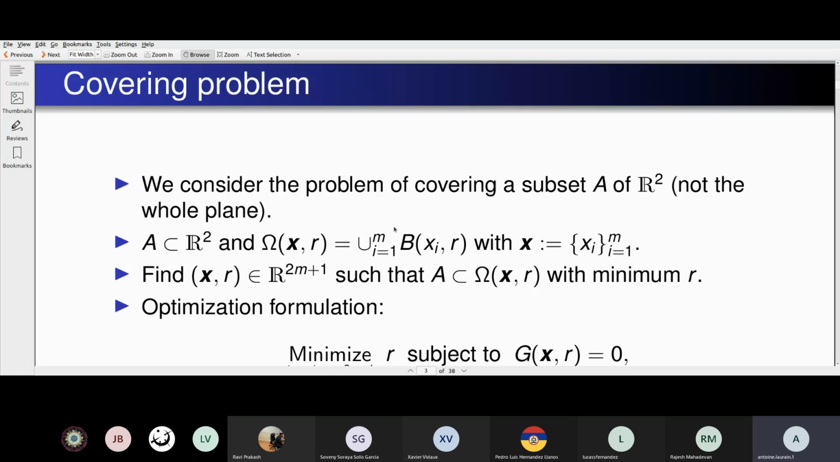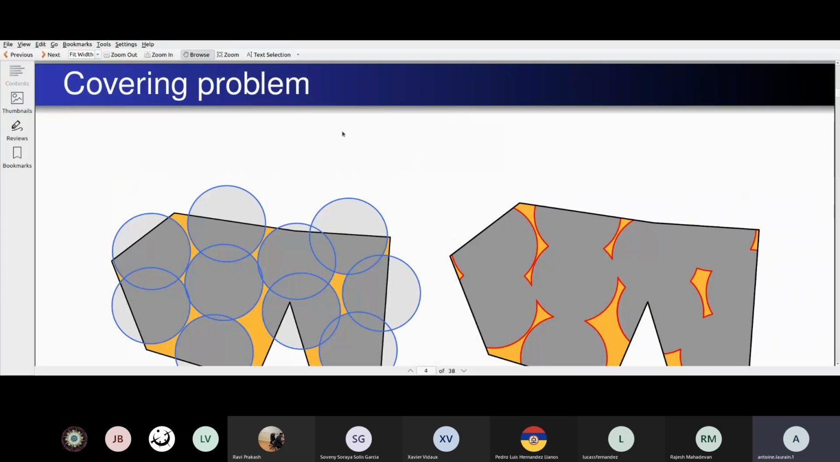And so you want to find the smallest disks such that the union of these disks is covering the shape, okay? I'm going to show many pictures, and I think it's easier to understand. But the point is that this minimization problem is a finite dimensional problem because you only have 2M+1 variables. Okay, so let me show you a picture, then I think it's much easier to understand.